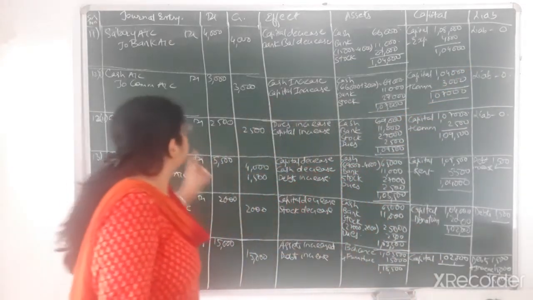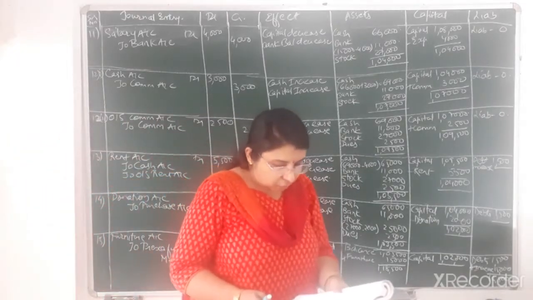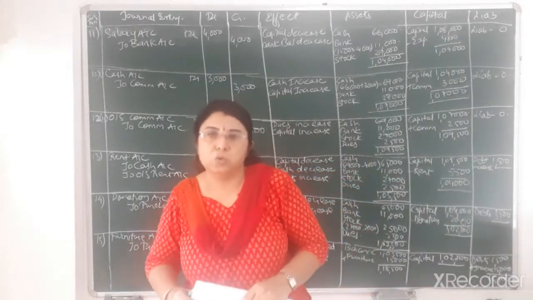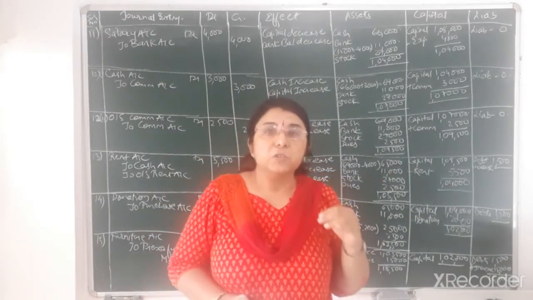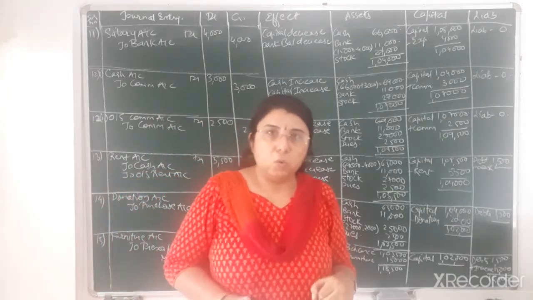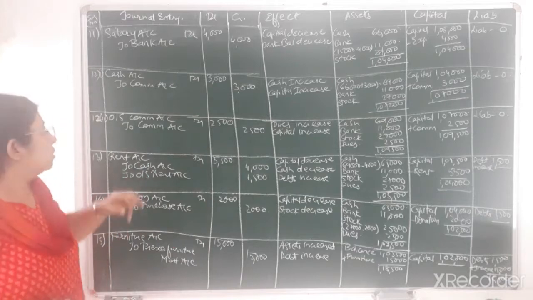Okay, now after completing the 11th transaction, let us read the 12th transaction. Commission received in cash rupees 3,000 and rupees 2,500 are outstanding. Now one commission is received in cash, and another one is outstanding. So I have given two different journal entries for the two different transactions.